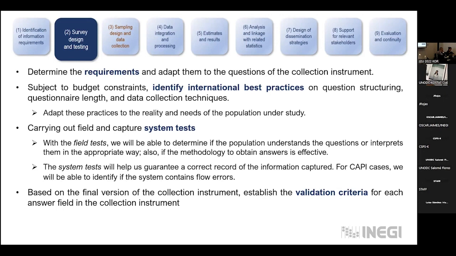Based on the final version of the instruments, we have to establish the validation criteria. That is a very big and complex instrument that tells us what to do in the case of unanswered questions. What are we going to do in the case of skipping some questions for some reason, as if it was skipped by the interviewer, or the informant didn't want to give the information? Or any other thing that could go wrong in the questionnaire, how to make imputations correctly. So this validation criteria will help us to complete the final database.